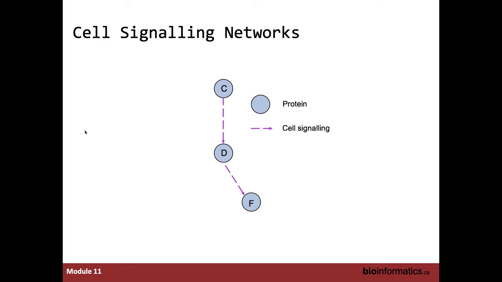The other type is cell signaling networks. So basically, this is the communication system that controls cellular activities, the transduction of a signal from potentially outside of the cell all the way down to the nucleus. It's typically an ordered sequence of events, and clearly, there's a flow of information that's being dictated by these edges within the cell. And again, the entities in this type of network can potentially be proteins, genes, metabolites, drugs, you name it.